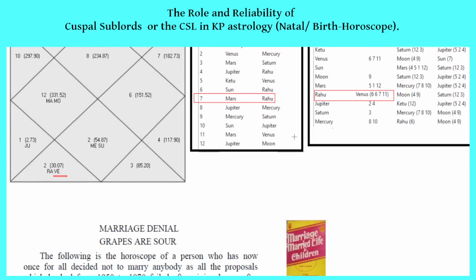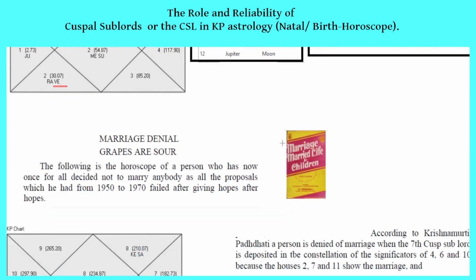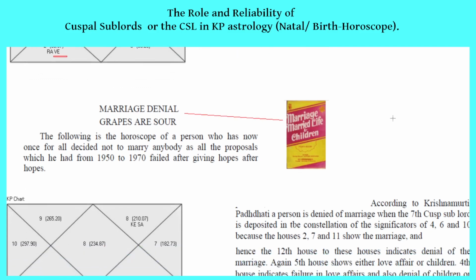Now let's look at what actually happened. Like I mentioned, this chart is taken from this book, and in this book you will find an article that says "Marriage denial, grapes are sour." This article is actually written by Shri KSK. So this is very important for us, to look at how to find out where the Cuspal Sublord can say no. This is what we need to explore in this particular example.